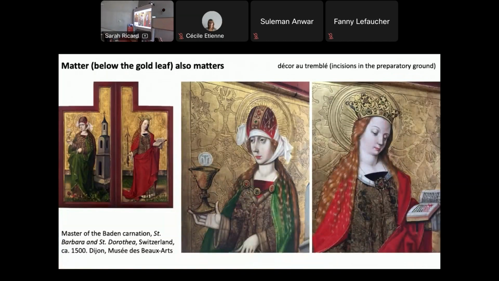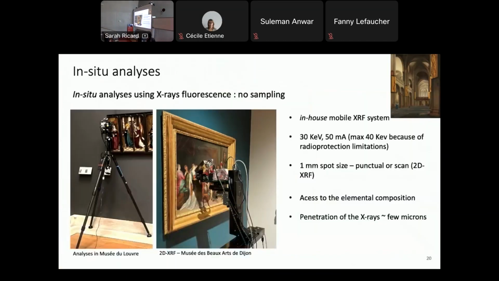We also have this kind of decoration of the surface with preparatory ground that is modeled underneath with linear cuts, which allows a very strange impression, actually, of different levels in the surface of the gildings.